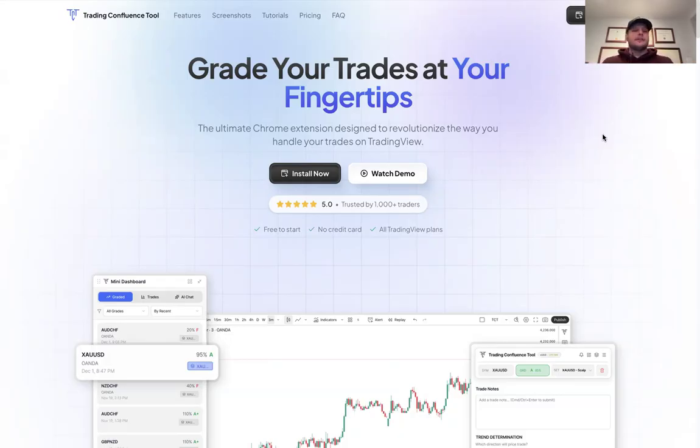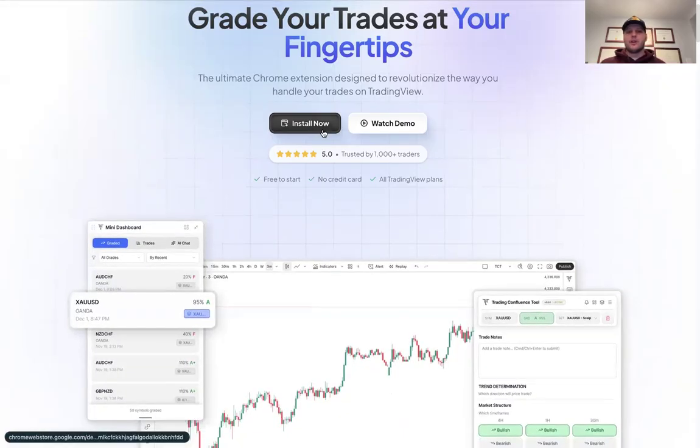I want to quickly skim through the new TCT website. So now it's no longer a TradingView Confluence Tool, just Trading Confluence Tool. You don't really want to have issues with TradingView later on in the future for using their name in your title. That could go wrong in quite a few ways. So Trading Confluence Tool, I honestly prefer it without TradingView.